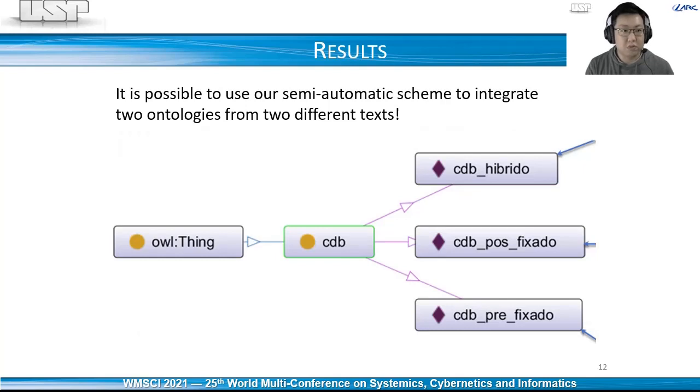So it is possible to use our semi-automatic approach to integrate two ontologies from two different texts. For example, the first text can describe the Brazilian investments at a top level, with the various types of fixed and variable income investments. And the second text can represent one of these investments in detail, for example, the CDB from the SPARQL query example.